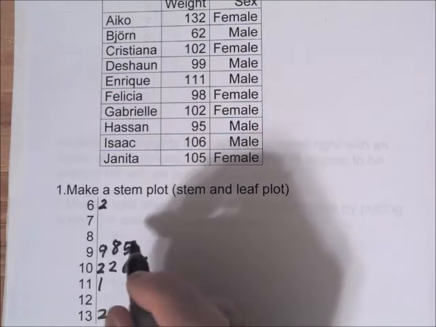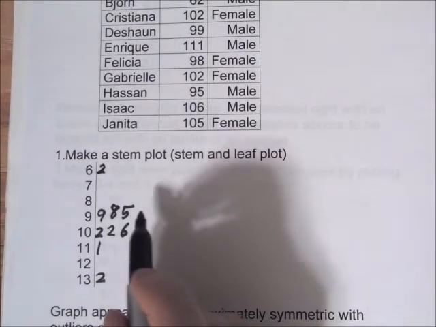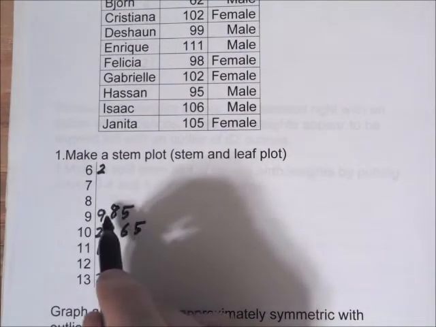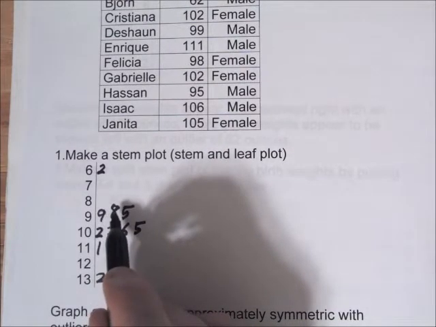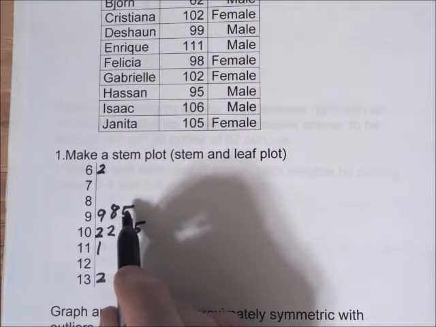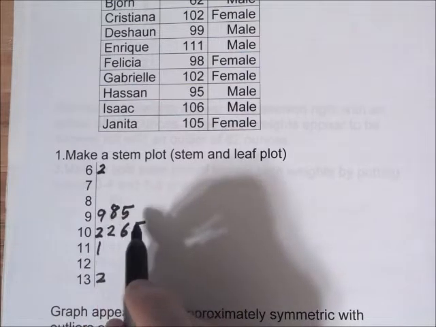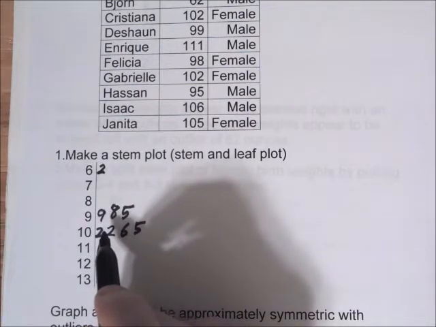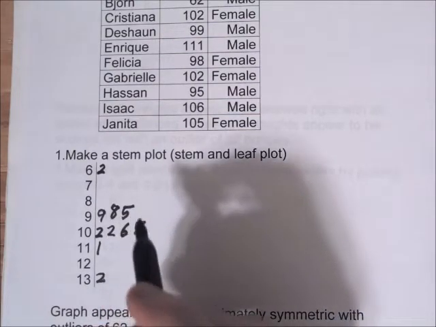Okay, so in row 9, we have 3 different babies. This 9 here is 99 ounces. The 8 represents 98 ounces. The 5 is 95 ounces. Row 10, we have 4 babies. The first 2 is 102, the second 2 is 102, and 106 and 105.